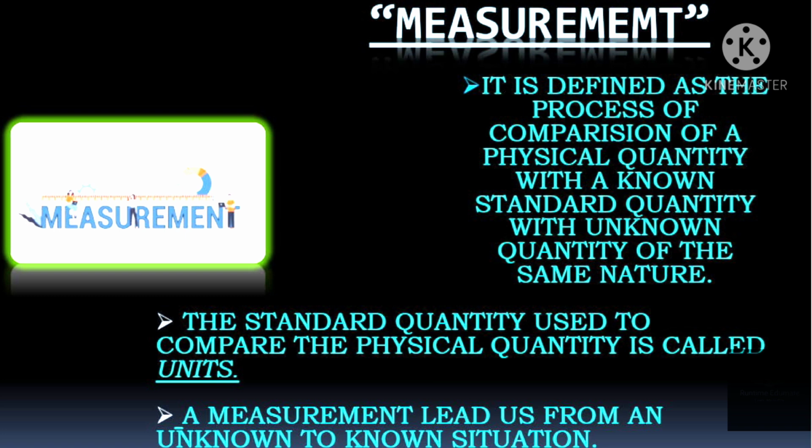A measurement leads us from an unknown to a known situation. For example, when you go to market to buy 1 kg of potato, you don't know how many grams or how many potatoes will make 1 kg. So it is an unknown situation, but after buying the potato, you come to know that yes, this amount of potato is 1 kg. So it leads us from an unknown to a known situation. I hope you have understood.